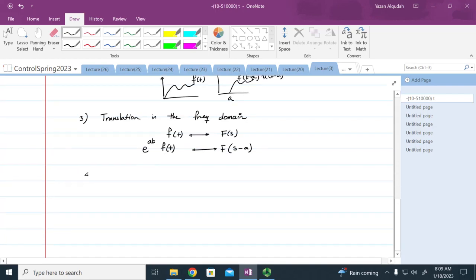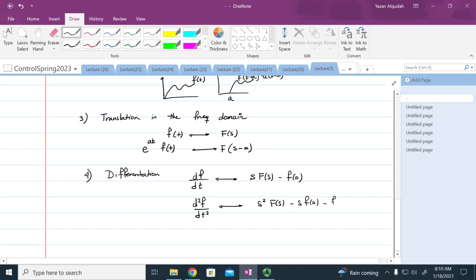Another property of the Laplace transform is differentiation. What this property says is, if I take the derivative of a function f of t, then the Laplace transform of that derivative is going to equal s multiplied by F of s minus f of 0. If I take the second derivative, d squared by dt squared, it's going to be s squared F of s minus s f of 0 minus f prime of 0, the derivative at 0.